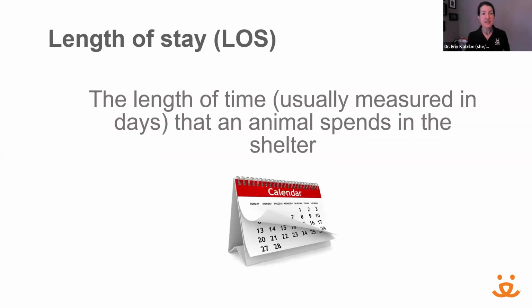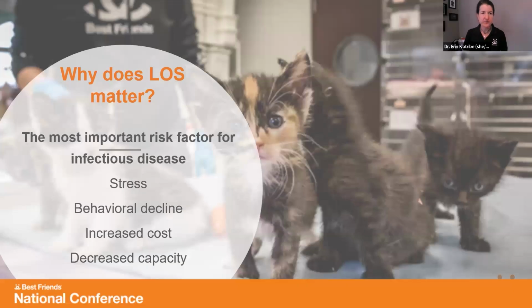Okay, next, let's dig into what I mentioned about a doctor interaction and getting animals out. So length of stay. This is defined as the length of time, usually measured in days, that an animal spends in the shelter. Why is length of stay important? Hands down, it is the most important risk factor for infectious disease in shelter animals. And the most important thing we can do to prevent disease is get them out of the shelter.